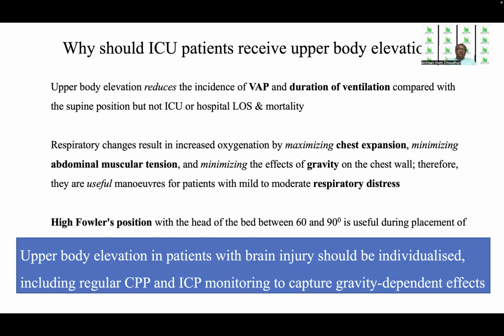Upper body elevation in patients with brain injury should be individualized. It is not recommended in the presence of raised intracranial pressure. But even if signs of raised intracranial pressure are missing, if the intracranial pressure is not monitored, then one needs to individualize its role. If cerebral perfusion pressure and ICP monitoring are not available, then this position should not be used in patients with acute brain injury.